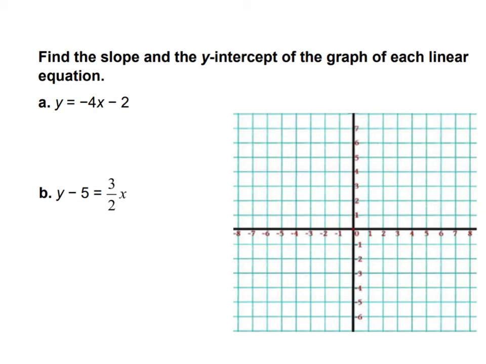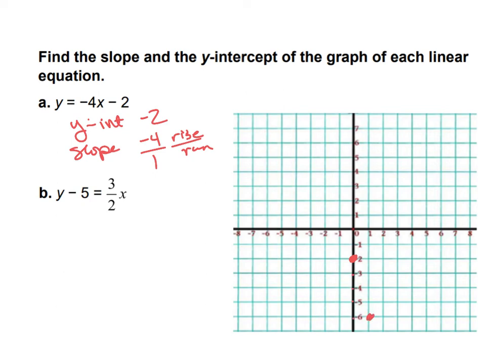We're going to start with letter A. We're going to do this one in red. Y-intercept is -2. Slope is -4, and we're going to put it over 1. So y-intercept, -2. Rise over run, so negative would be down 4. Run would be to the right. So 1, 2, 3, 4 down, right 1.